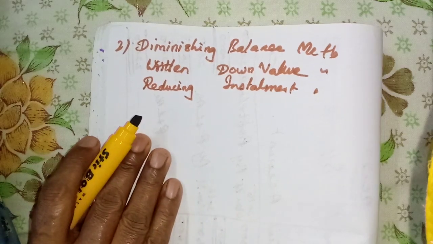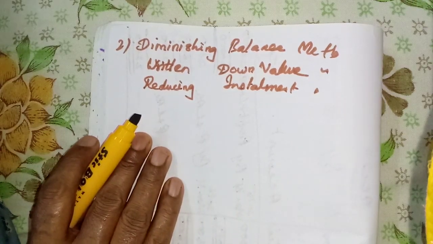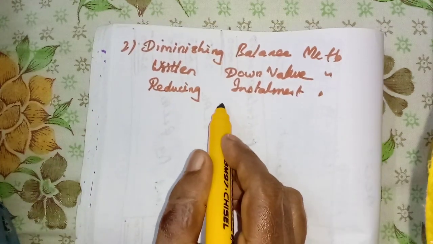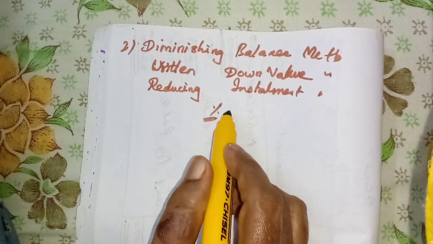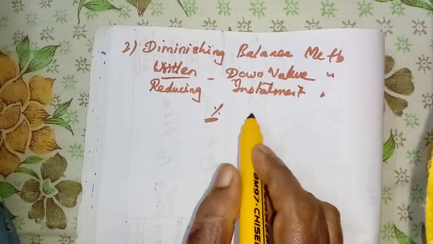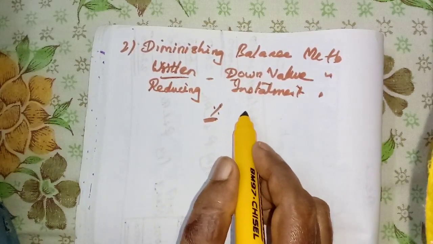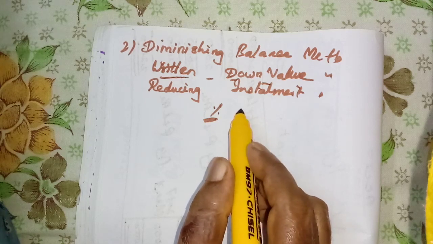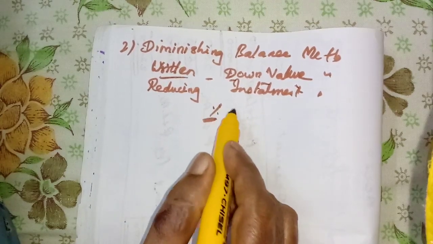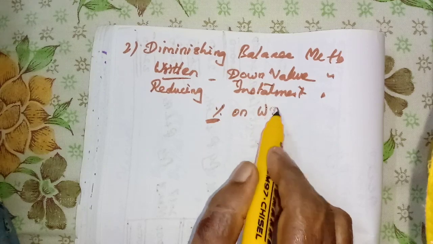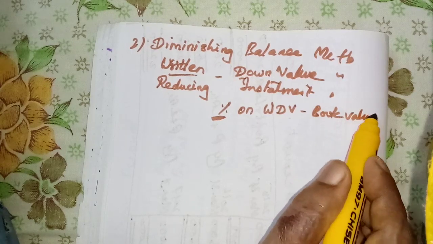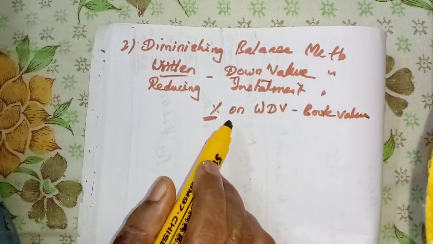Okay, because under the diminishing balance method, the depreciation is charged. Here also one fixed percentage only will be charged annually at the written down value of the machinery. In the straight line method, only at the original cost we have calculated depreciation. Here fixed percentage on written down value or the book value of the fixed asset, we will calculate the depreciation.